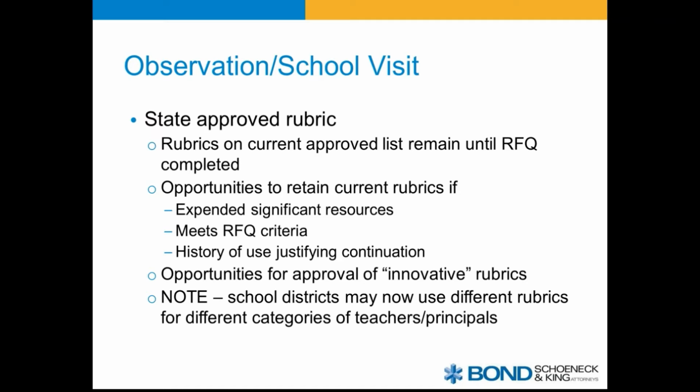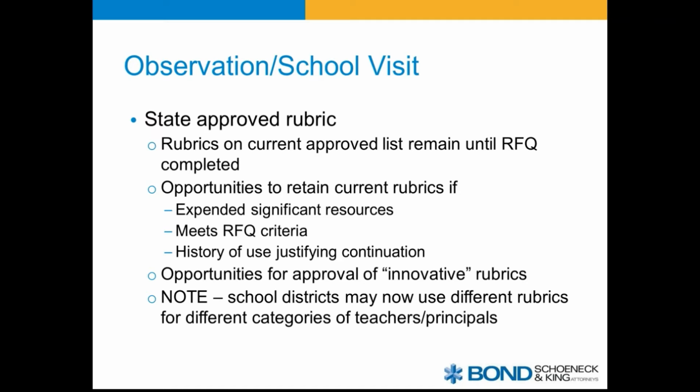There is a procedure by which a school district can get a variance to use an existing rubric that is not on the approved list, if the district can show, first of all, that the rubric meets the criteria in the request for qualification. Second, that the school district has made a significant investment of resources in the rubric. And third, that there's a history of use of the rubric that justifies continued use of the rubric.